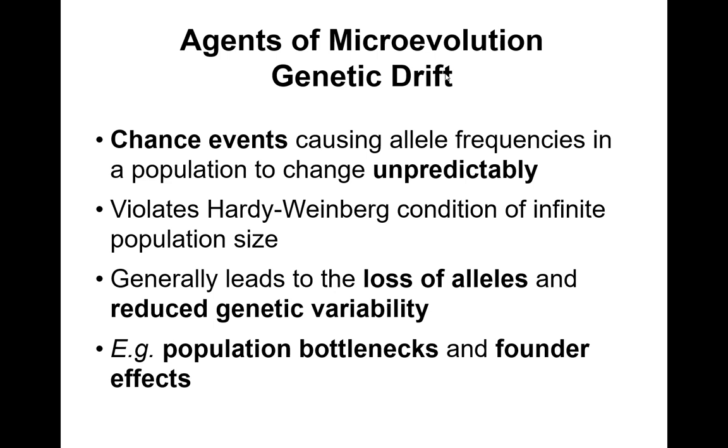These chance events are totally unpredictable. They violate the Hardy-Weinberg condition of infinite population size, and ultimately usually they reduce the variability within the population. So they cause microevolution by eliminating some variants and changing, obviously, the frequencies of the others, but overall reducing the genetic variability. There are two main mechanisms of genetic drift, which are called population bottlenecks and the founder effect.